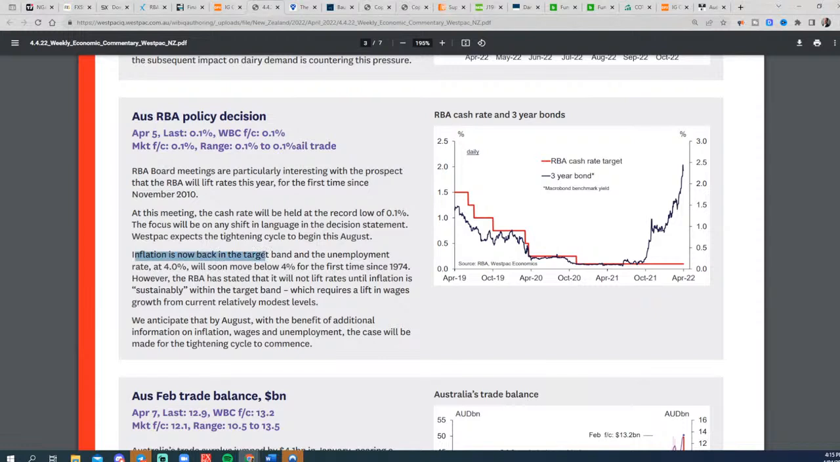Inflation is now back at the target band. Unemployment rate at 4% will soon move below 4%. However, RBA say that it will not lift rates until inflation is substantially within the target band, meaning it needs more time. So if RBA says they need more time, then definitely we might see a fall in Aussie, but I'm not going to forecast that.